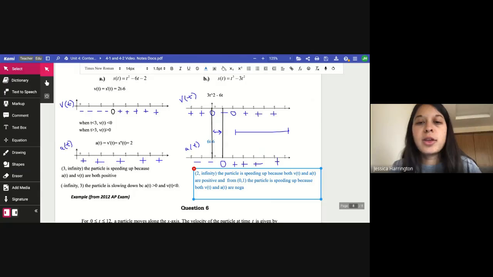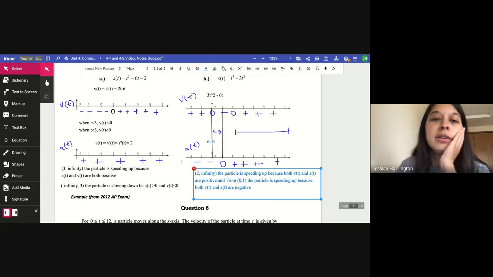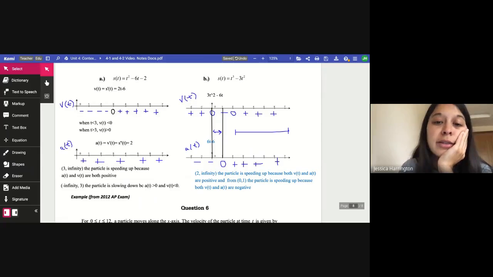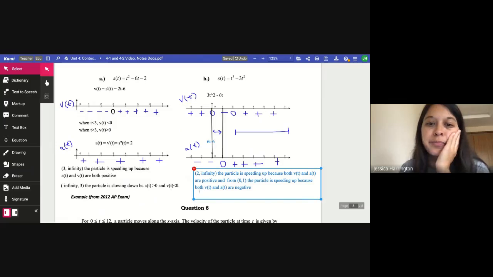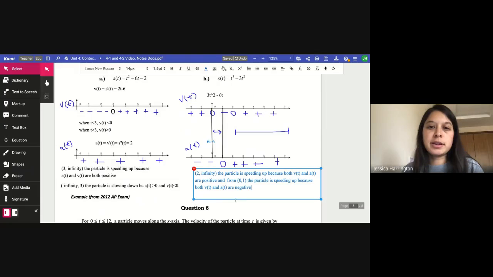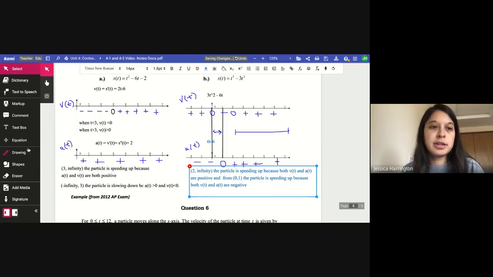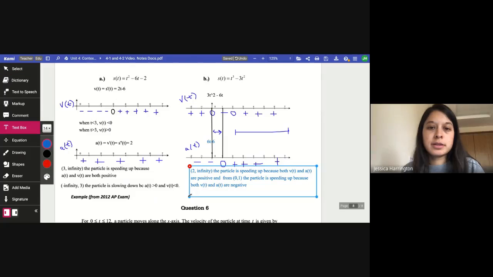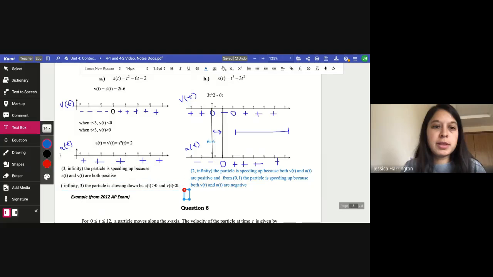And then when is it slowing down? Well, it's slowing down when the signs are not the same, which would be from negative infinity to 0 and from 1 to 2, right? So we can write that down here. I'm going to try to squeeze it in. Get a new text box. And we'll make this one black.